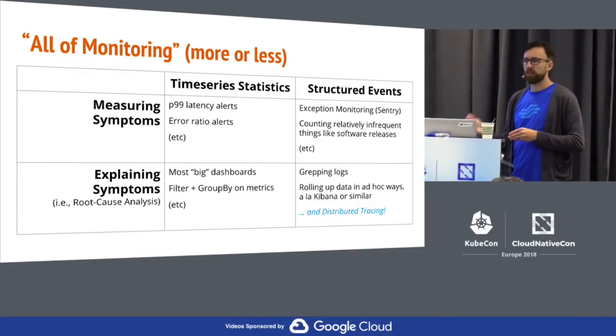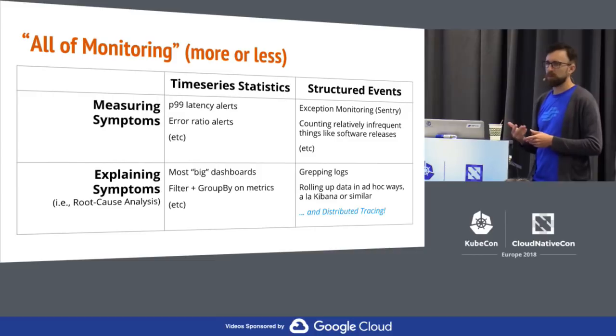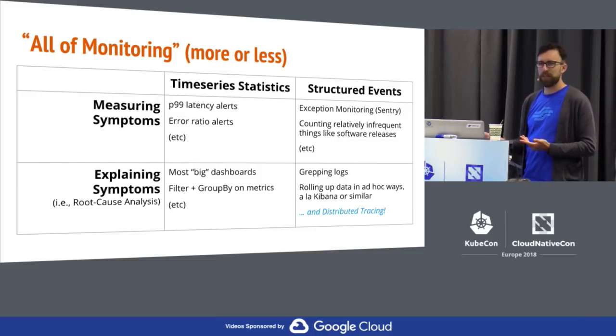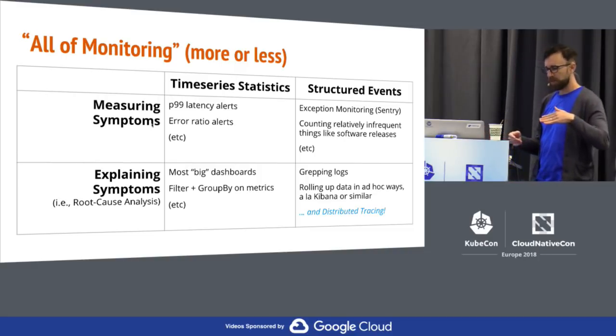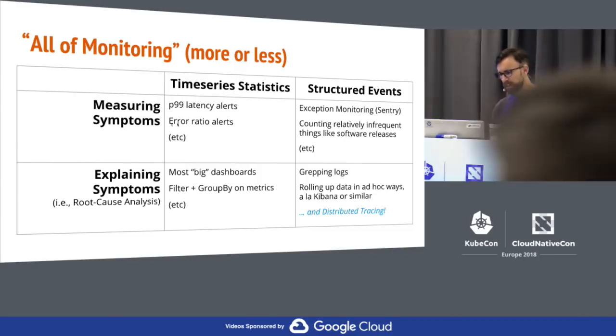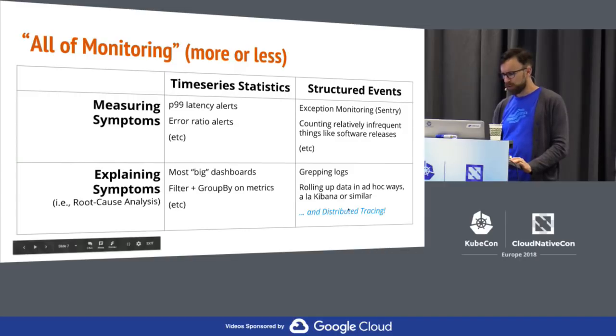And then the rest of the work is about explaining those symptoms when they aren't looking the way we want them to, or debugging systems when they're not behaving the way we expect them to. And the type of use cases for tools are quite different in the measuring of symptoms and the explaining of symptoms. Tracing can be applied in different places, but usually distributed tracing is down here in the bottom right.